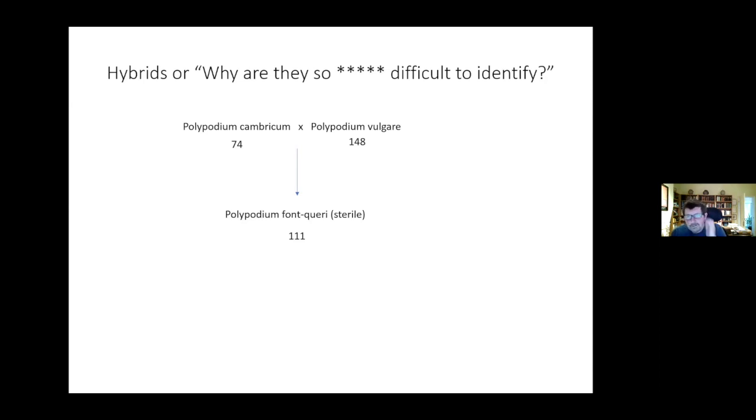But of course, it doesn't want to be sterile, it wants to go out and produce lots of new ferns. So they undergo a chromosome doubling, producing Polypodium interjectum, which is fertile and has 222 chromosomes. That is a lot of chromosomes, isn't it? And you think to yourself, well, why do we have all these chromosomes? To be honest, nobody's really sure.